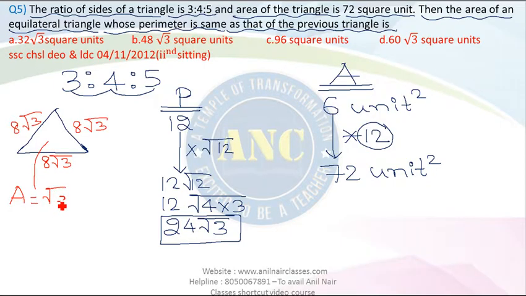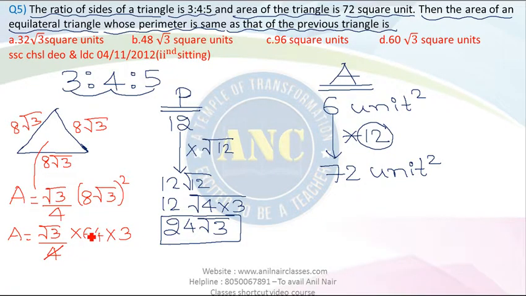Area of equilateral triangle is root 3 by 4 into side square, root 3 by 4 into 8 root 3 whole square. So this is root 3 by 4 into 8 square is 64, root 3 whole square is 3. So this is 4 into 1, 4 into 16. Your answer is 16 into 3. 48 root 3 square units, which is nothing but my option B.